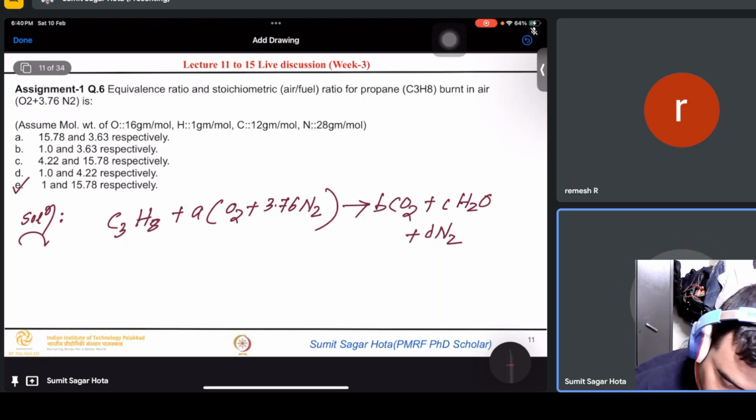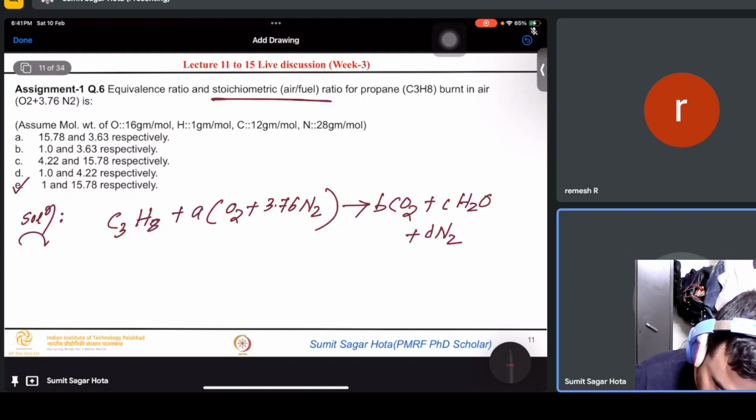Now here in the question, if you can see, it's given stoichiometric air-fuel ratio. It means all these conditions are there for stoichiometry. There is no excess air, it's not in a rich condition or in a lean condition. Now this is the reaction. What is the condition for rich and lean? That's already covered. Here we only deal with the stoichiometric condition.